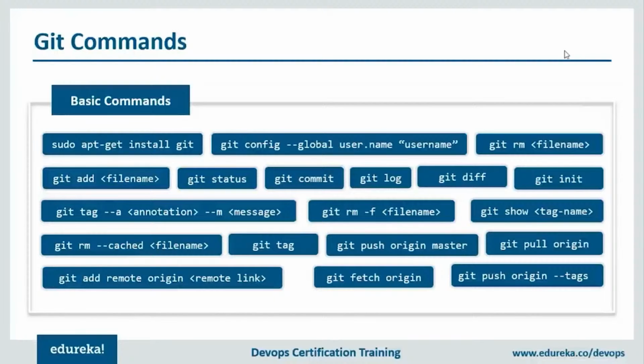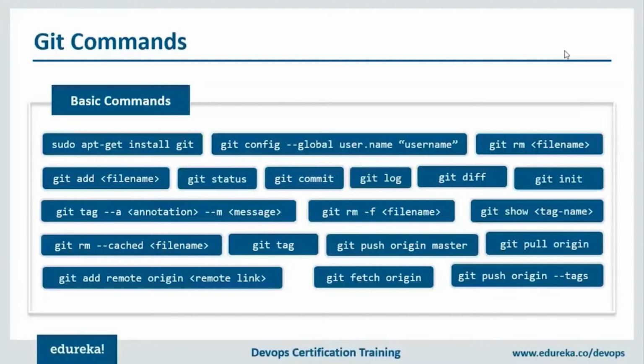Git push origin master is to push your local repository to the remote repository. Git pull origin is to pull the data from the remote repository to the local repository. Git remote add origin and the remote link is to link the local repository to the remote repository. Git fetch origin is to fetch all the files present in the remote repository to the local repository. Similarly, git push origin --tags is basically to push all the tags that we've made to the remote repository. And then we have branching and stashing commands.